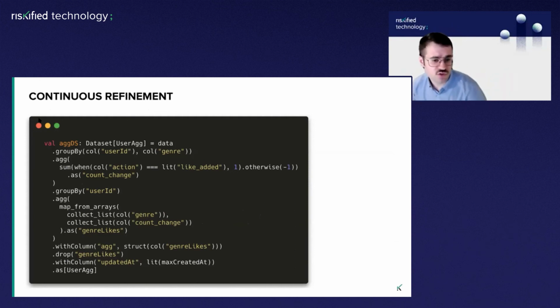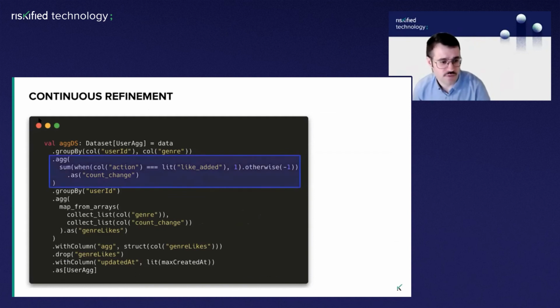And when we use that, once we go back to the main chunk that computes our aggregation, all we need to do is to take a look at the action column, and if it has like added, we count that column as 1. Otherwise, we count it as -1. And by doing that, everything else just sorts itself out. So our aggregation is going to be correct.